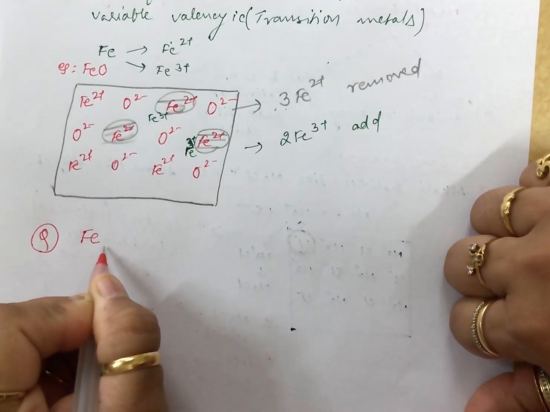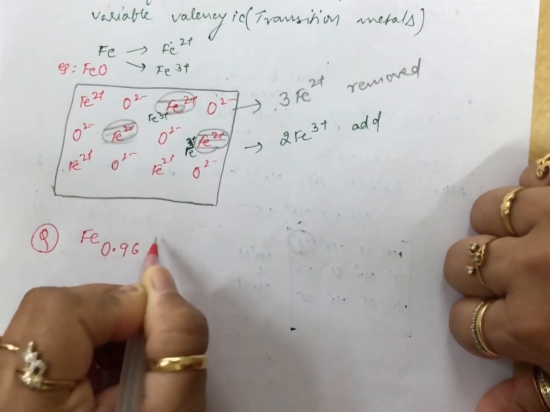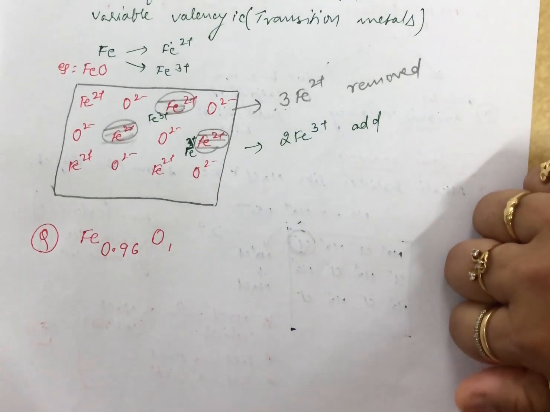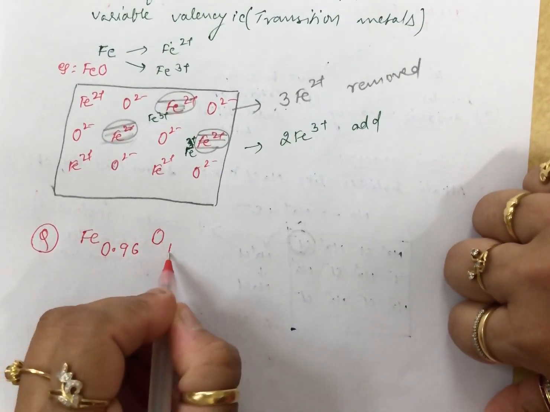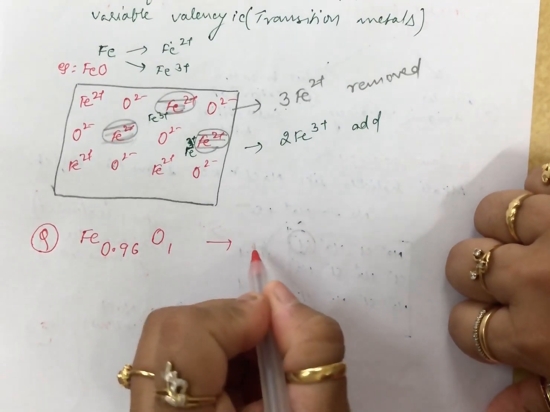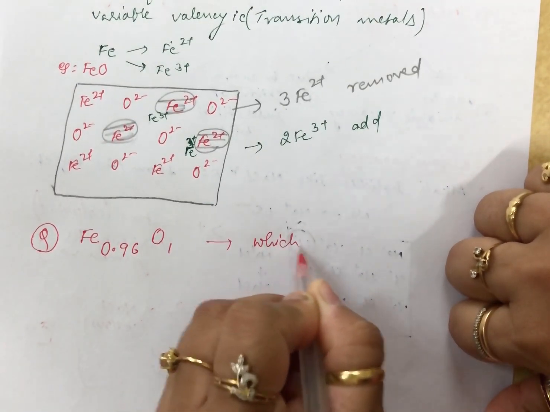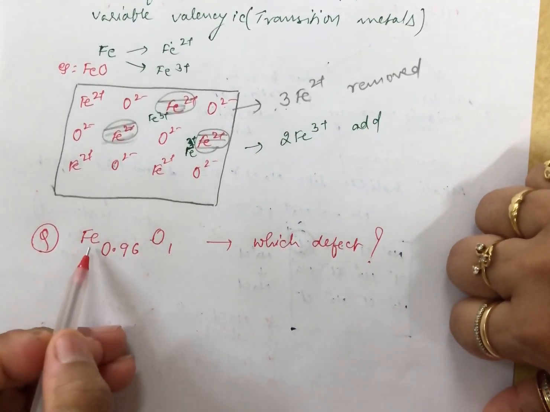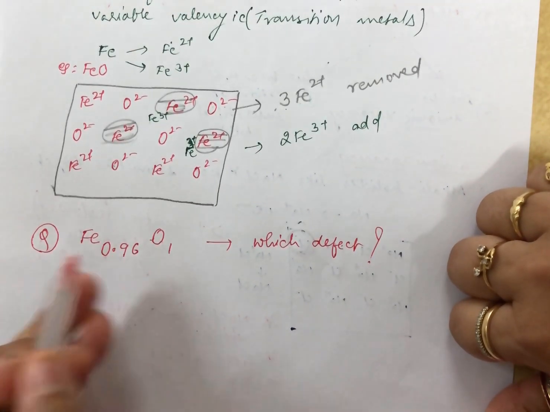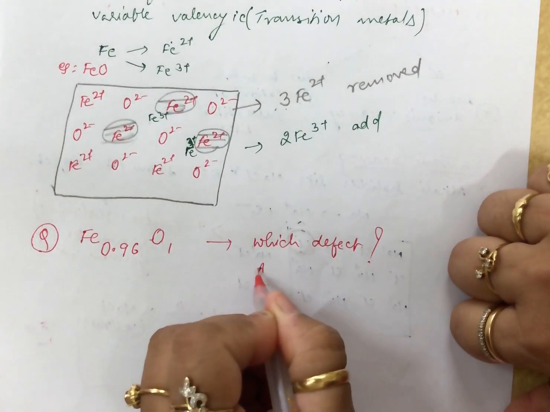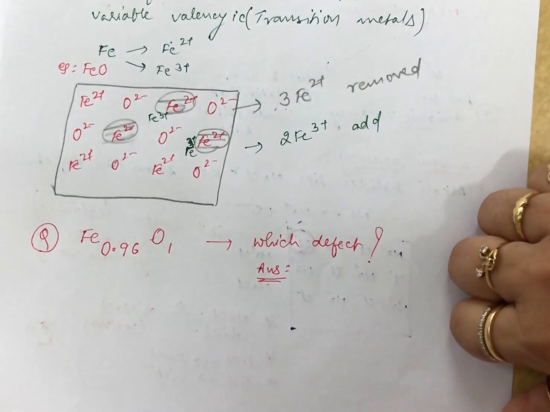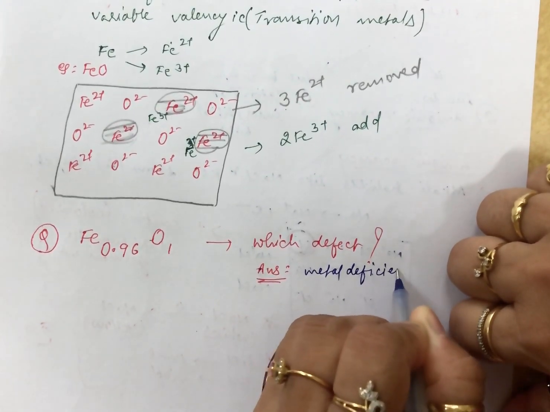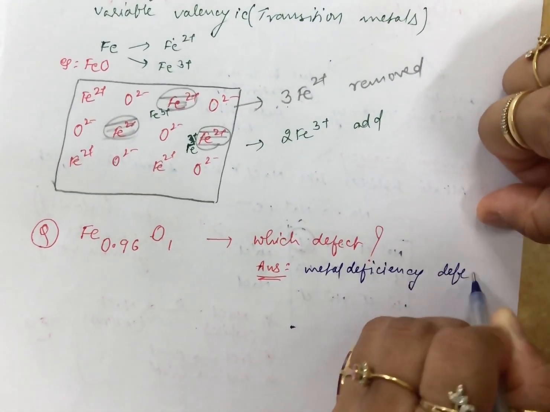Suppose you have Fe whose ratio of atoms is given to you like this: Fe is 0.96 and oxygen is 1. Now the very first question they may ask is, which defect is present in this? You can see oxygen is 1, but Fe is not 1, the metal is less. So the answer would be, students, that it has a metal deficiency defect.